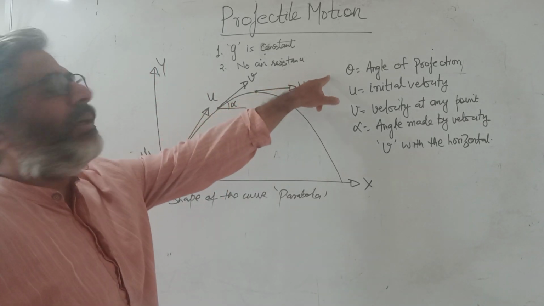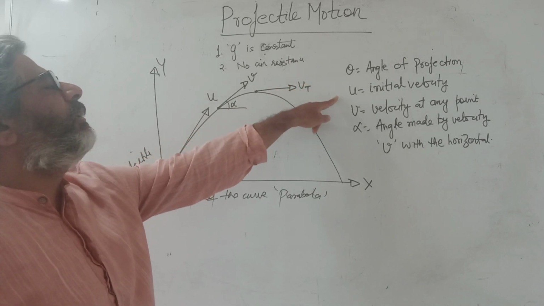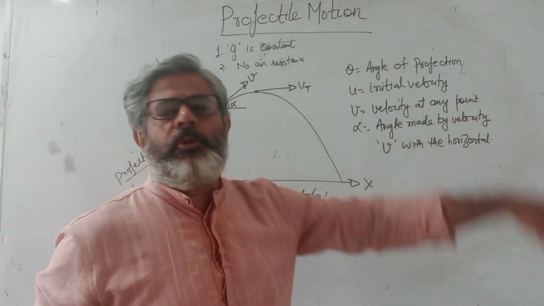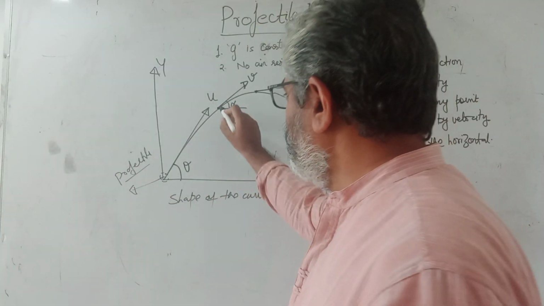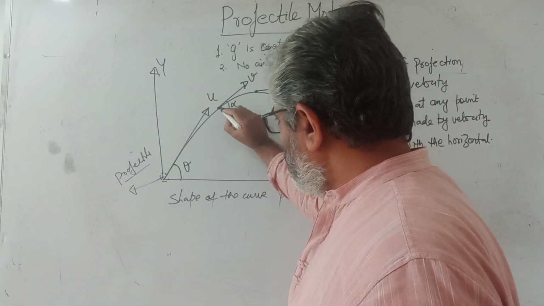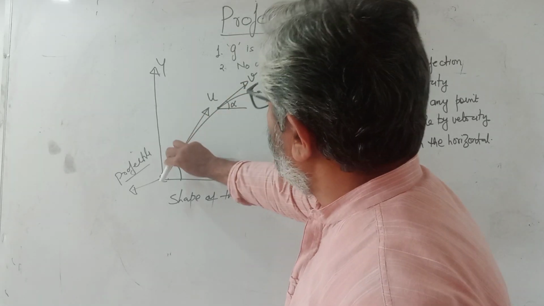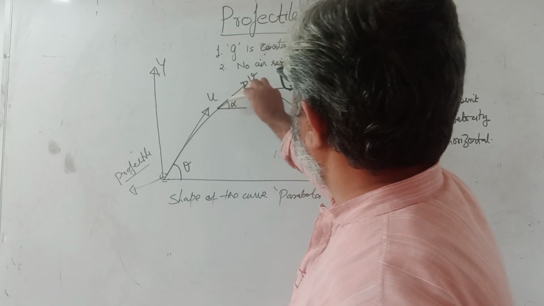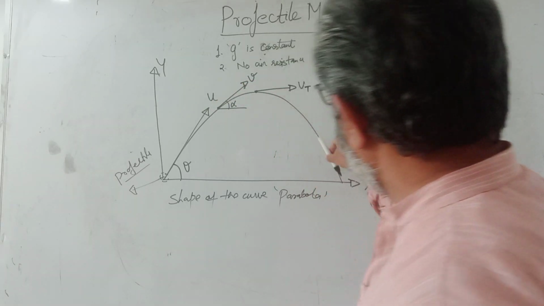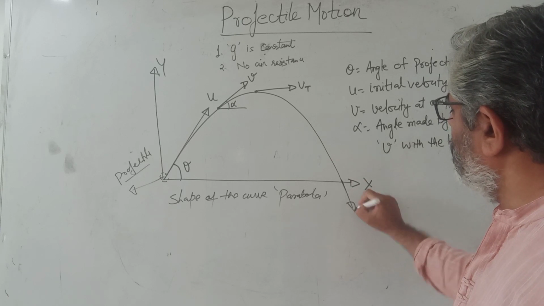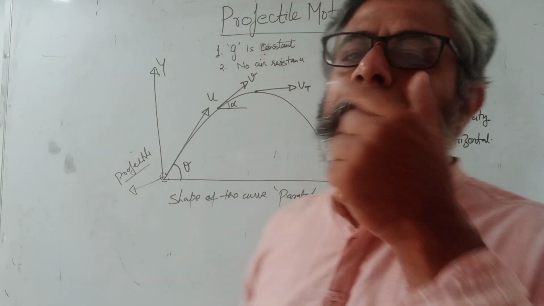So see, theta is the angle of projection, u is the initial velocity, and v is the velocity at any point. Any point means here, here. You can see that the velocity at this point is like this. Velocity goes on changing like this, like this, like this, and then finally it strikes here, and its velocity is like this.